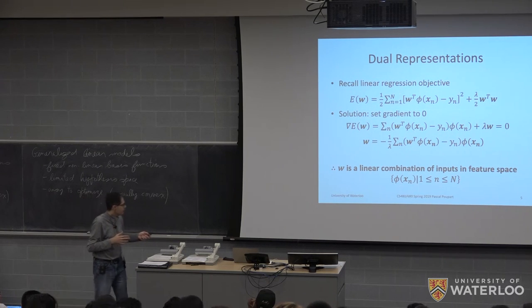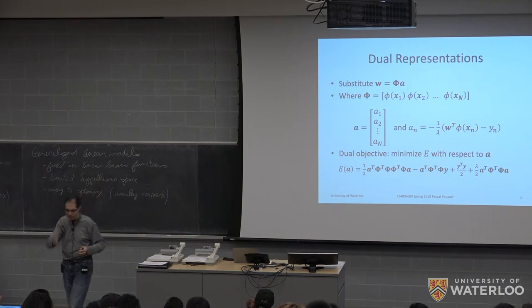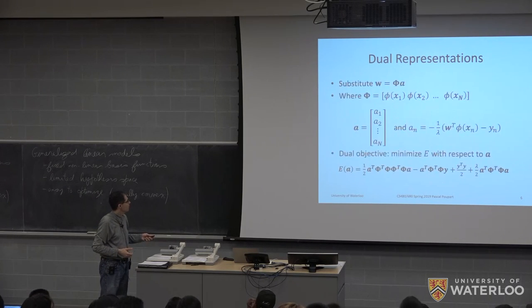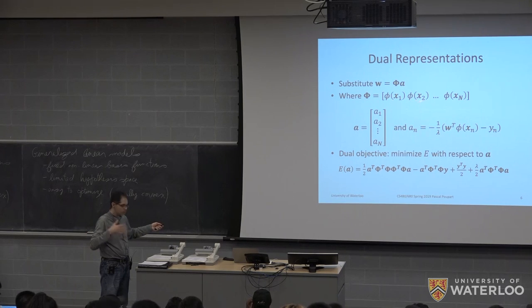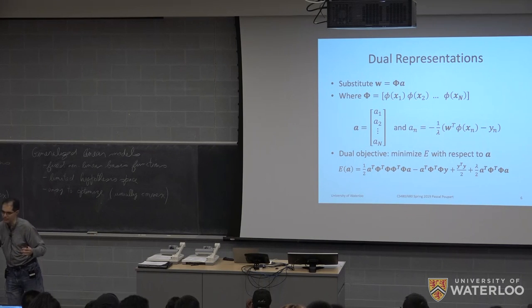Okay, so now based on this, what we can do is substitute w with another expression that I'm going to call phi times a. And here this is a capital phi that corresponds to the matrix of all my points into the new space. I've got phi defined here. So you see phi of x1 is essentially my first data point in my data set that's now been mapped into my new space. And phi of x2 is again my second data point that's mapped into the new space. And now this matrix here is essentially the concatenation of all my data points into the new space.